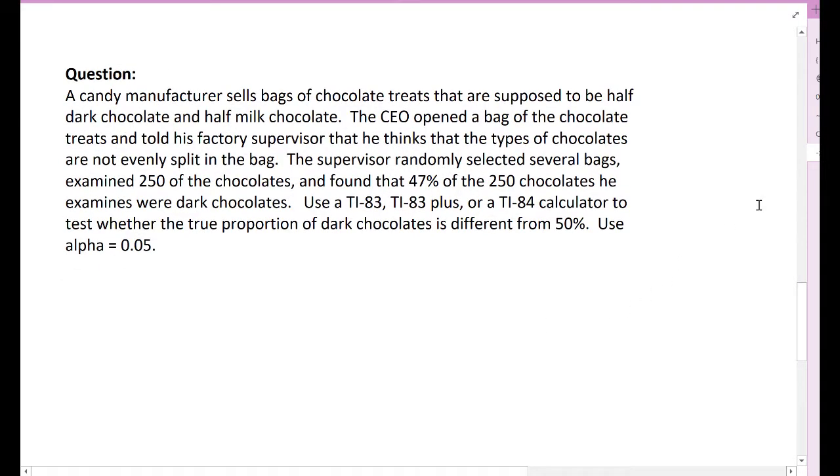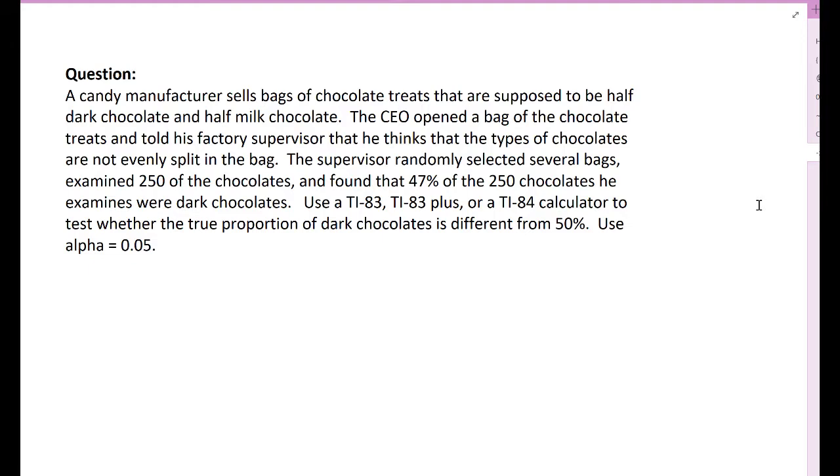A candy manufacturer sells bags of chocolate treats that are supposed to be half dark chocolate, half milk chocolate. The CEO opened a bag of the chocolate treats and told his factory supervisor that he thinks the types of chocolates are not evenly split in the bag. The supervisor randomly selects several bags, examined 250 of the chocolates, and found that 47% of the 250 chocolates he examined were dark chocolates. Use a calculator to test whether the true proportion of dark chocolates is different from 50%.